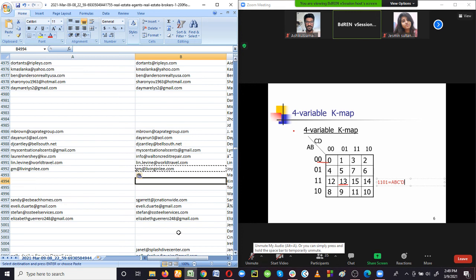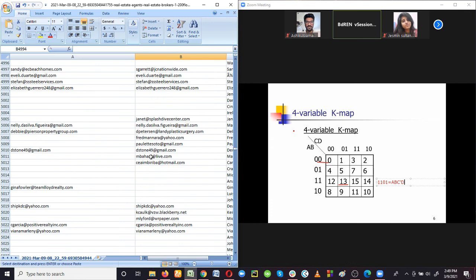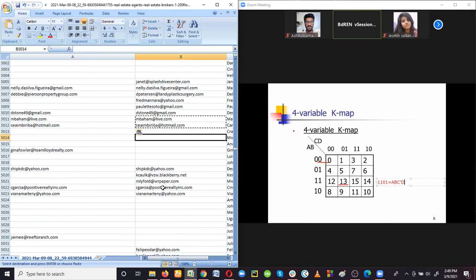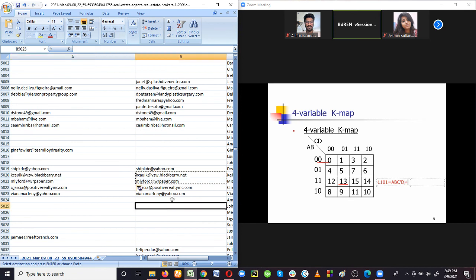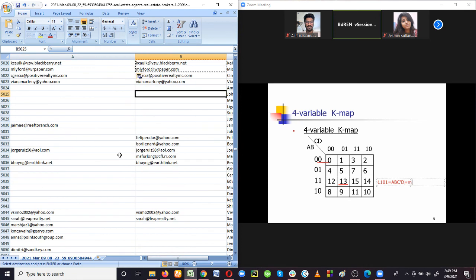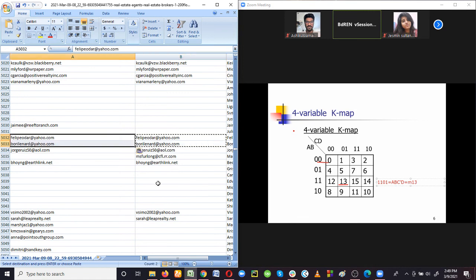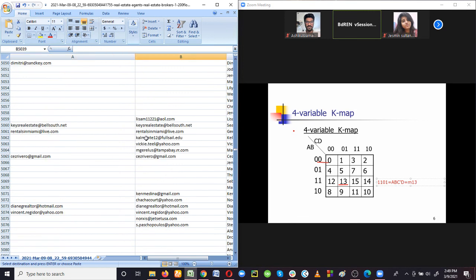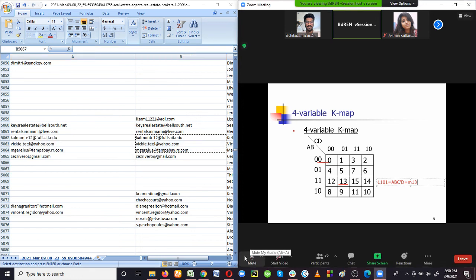C bar appears only once here, if you observe. Okay, so that was in the characteristics. So did you understand? This is the min term. This is equal to m, base will be 13, m13. So that's how we will find out the min term. So did you understand, everyone? Have you understood? Could you say that again?